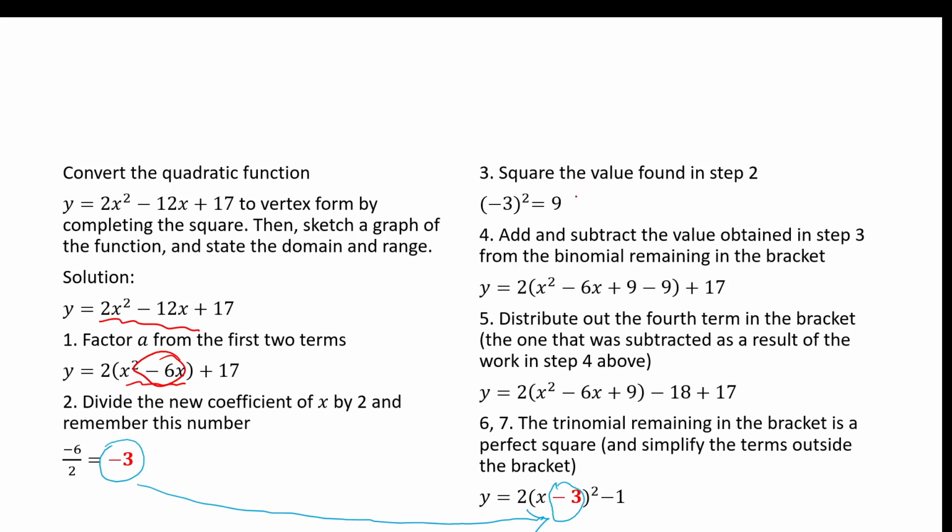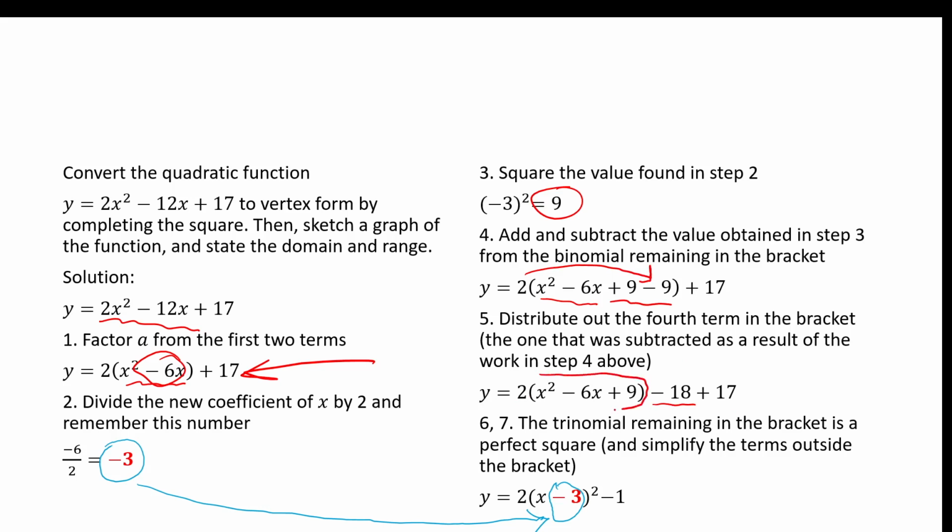We're then going to square that value, we get 9, and what we then do is we refer back to what we had in step 1, and inside that bracket that says x squared minus 6x, we're going to now say x squared minus 6x plus 9 minus 9. Okay, we add and subtract this value that we got. What we can then do next is distribute the 2 only to the negative 9. What that does is it kicks it out of the bracket, turns it into negative 18. And we can now simplify.